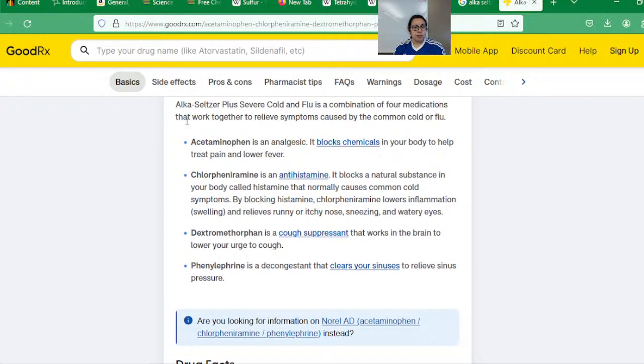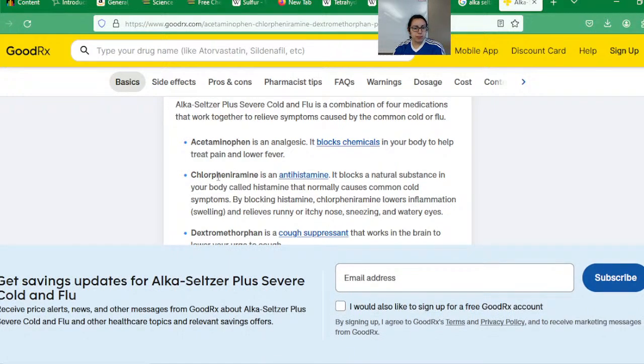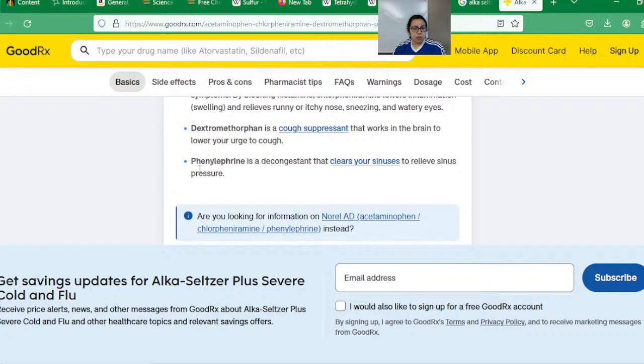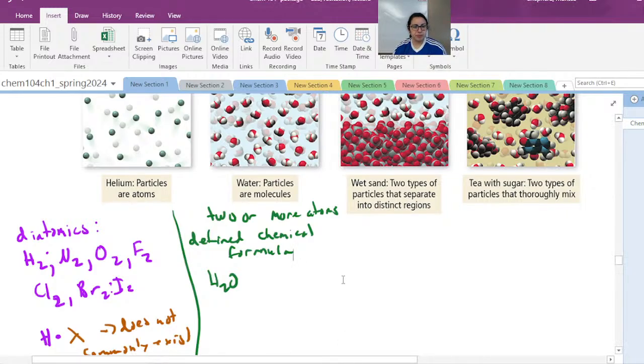And so these are all the chemicals. Acetaminophen is a chemical. Chlorpheniramine is another chemical. So all these are chemicals versus Alka-Seltzer being the mixture.